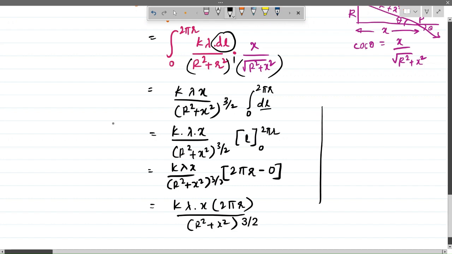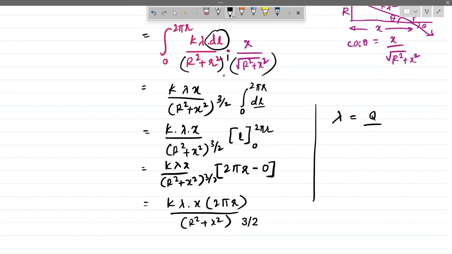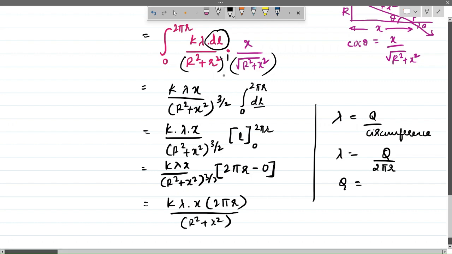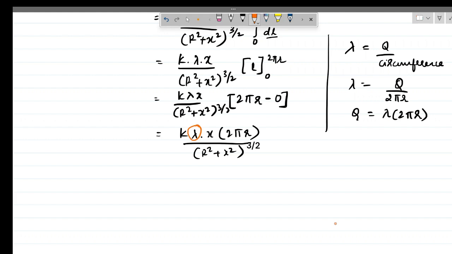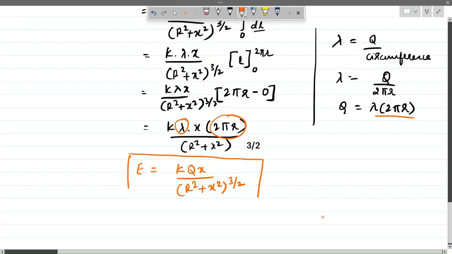We have the expression for linear charge density as q divided by circumference. So q divided by 2 pi r is equal to lambda. Q is equal to lambda into 2 pi r. Can we replace lambda into 2 pi r with q? So it will be k into q into x divided by (r square plus x square) to the power 3 by 2, the electric field intensity due to a circular coil.